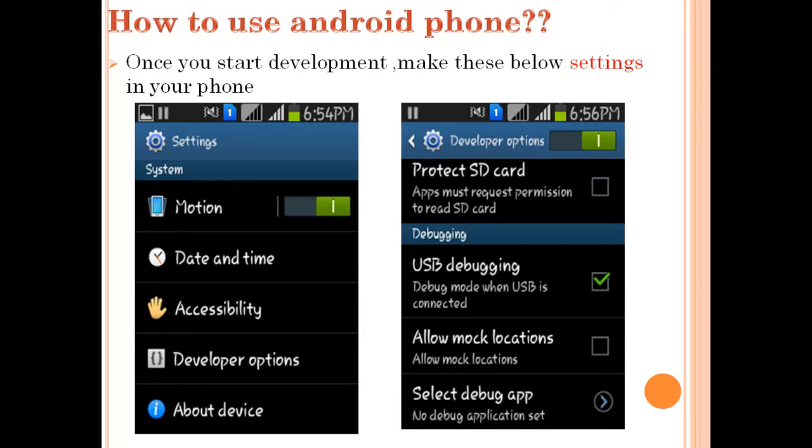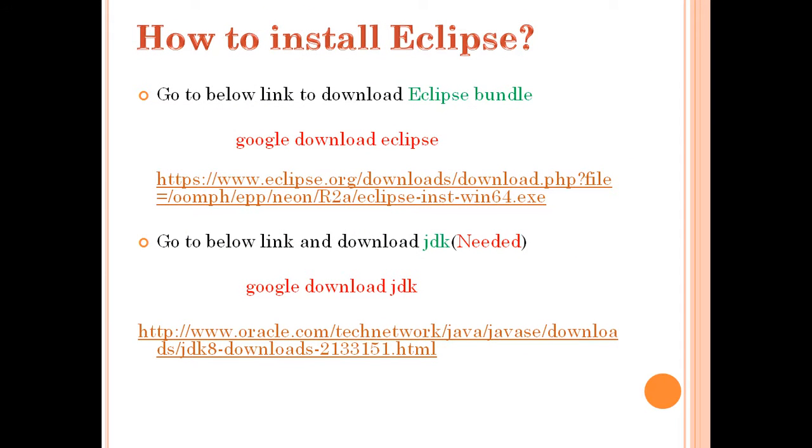So how do we use an Android phone? Once you start development, make these settings in your phone. Go to settings and then go to developer options. When you press developer options, you will come up with this screen, and then tick the debugging option.